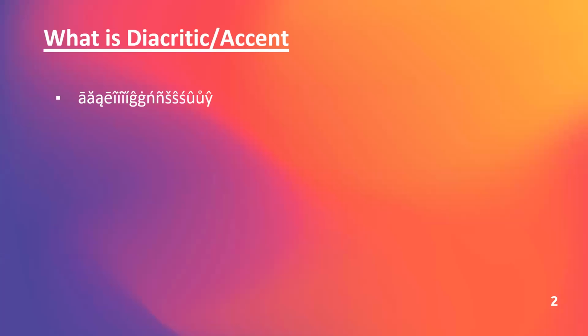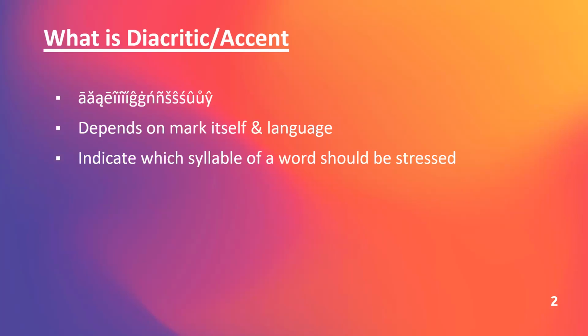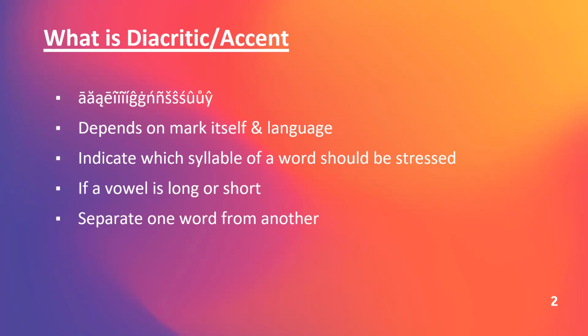But the correct name for it is diacritical mark, or simply diacritic, which is used to indicate something about its pronunciation. The specific reason behind the usage of a particular diacritical mark depends on the mark itself and often on which language it is used in. Other reasons include indicating which syllable of a word should be stressed, whether a vowel is long or short, or separating one word from another that has an identical spelling or pronunciation.